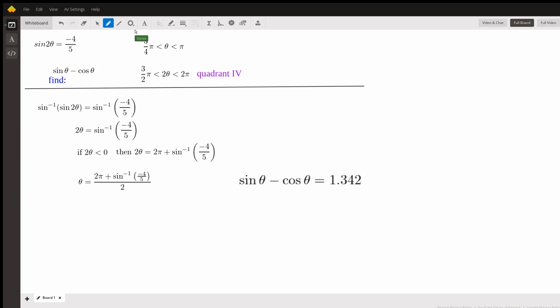Okay, so first thing that I want to do is take the inverse of both sides. If I take the inverse, the result is going to give me 2 theta. So that's here. Now a note here on using your calculator. I recommend that you don't use the calculator until the end.